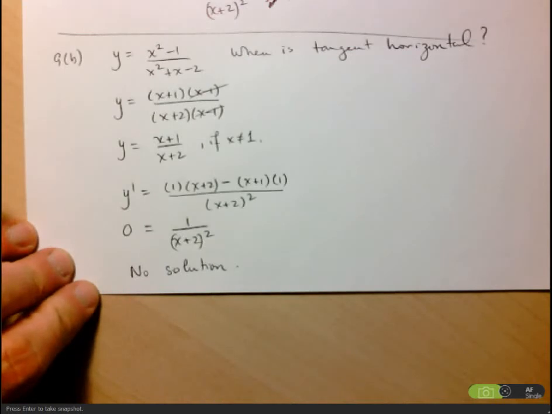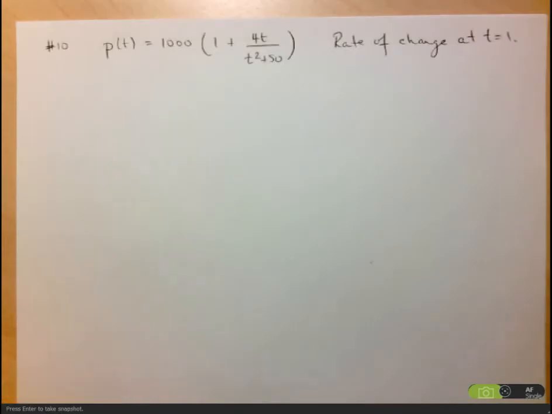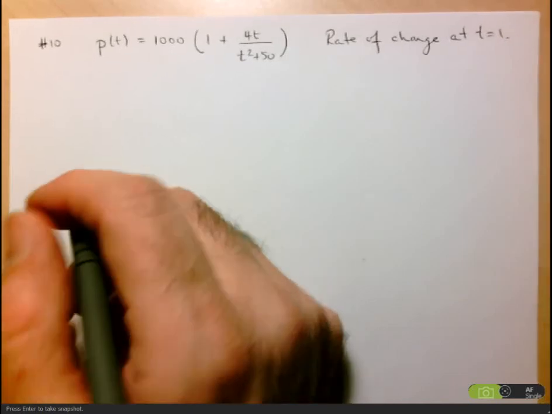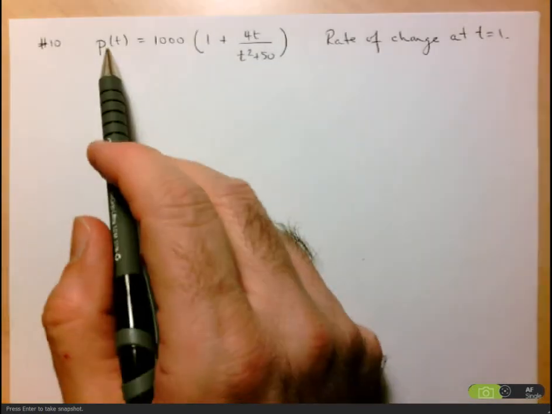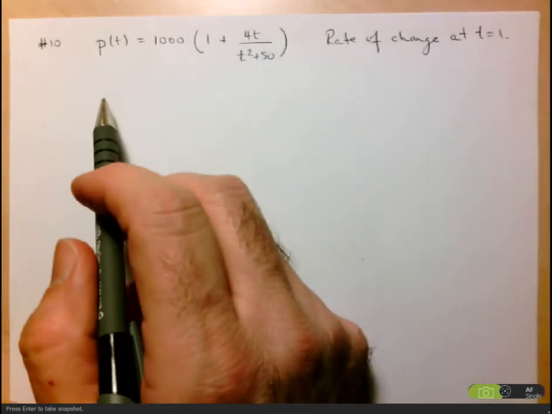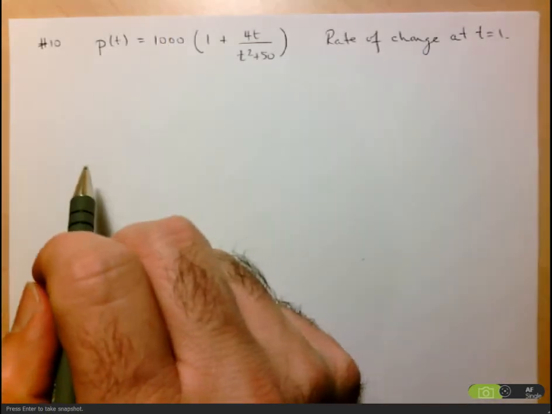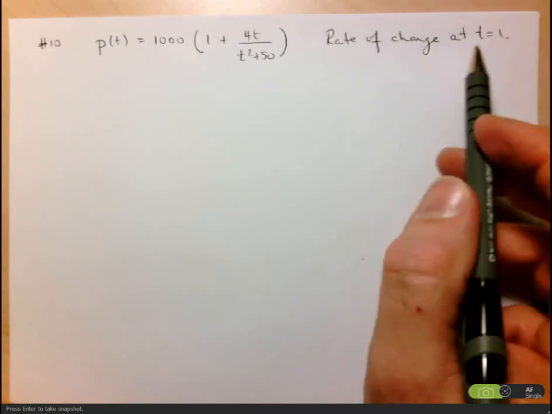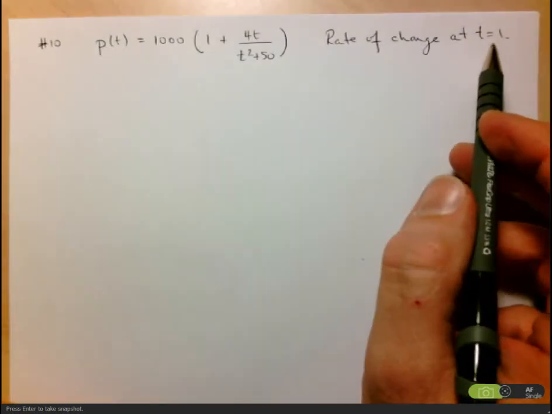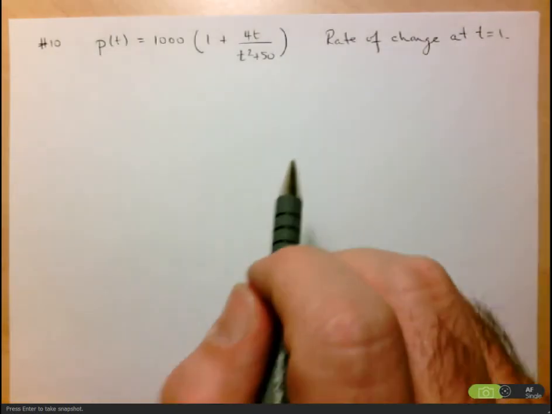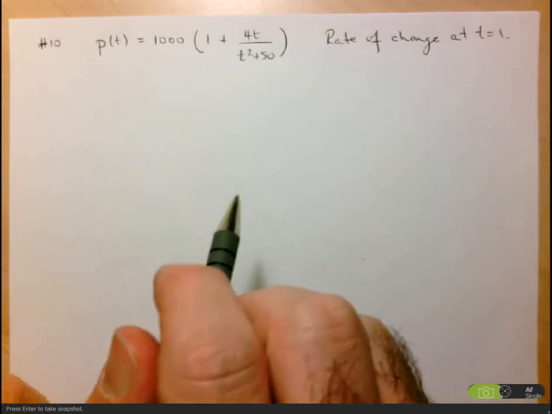Okay, next question is number 10 on the same page, and what they give us here is a population function for a group of bacteria with an initial population of 1,000. They want to know the rate of change at t equals 1 and at t equals 2 hours. I'll just do t equals 1, since t equals 2 just means you input another number.